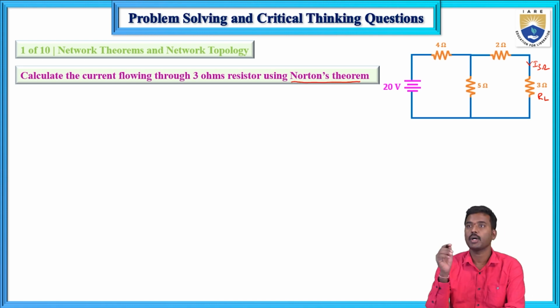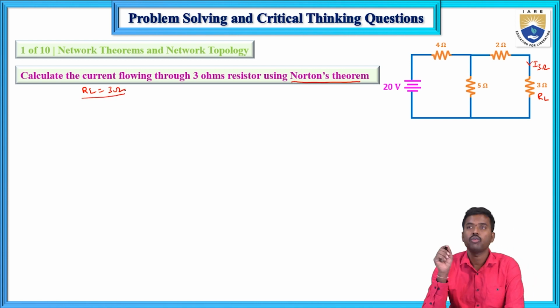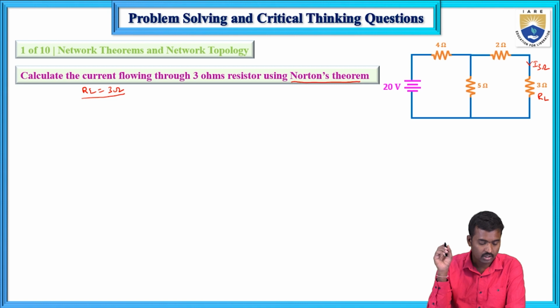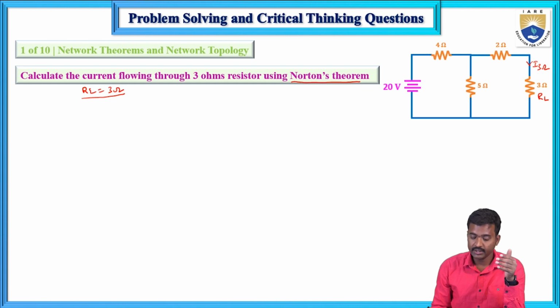Step 1, first determine the load resistance. What is the load resistance here? RL equals 3 ohms, the resistor in which the current is to be calculated. And the second step is the equivalent circuit for Norton's theorem.